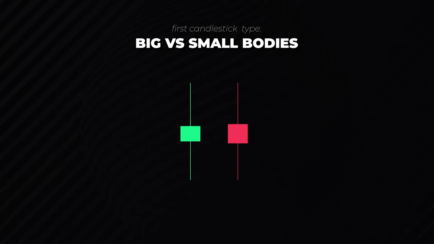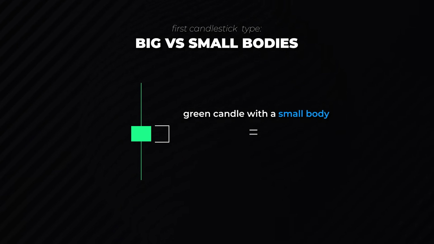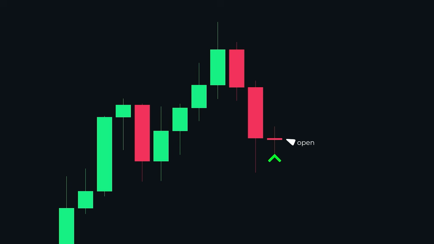A candle with a small body tells a different story. A green candle with a small body shows that, although buyers were in control, they weren't very dominant, as sellers also put up a lot of resistance. The price opened lower, and buyers tried pushing it up. But since sellers were almost as strong, the price didn't move much and ended near the opening price. This is why the candle has a small body.